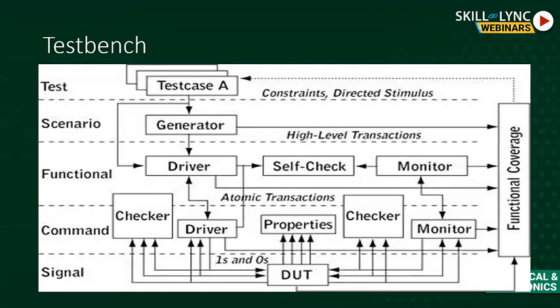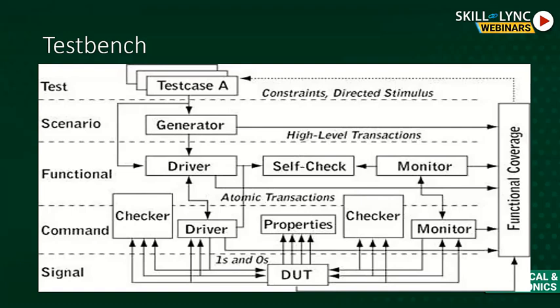On the extreme right, if you see, there is something written as functional coverage. So what does functional coverage basically do? Functional coverage makes sure that all the scenarios that we wanted to cover have been covered or not. This is basically what a simple test bench looks like.